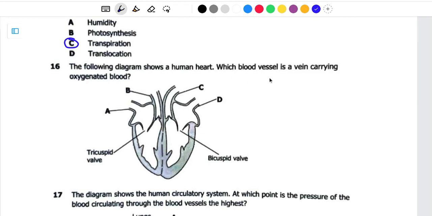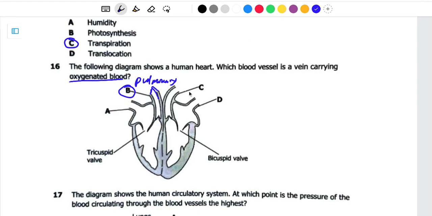Which blood vessel is a vein that carries oxygenated blood? So we have two antagonistic blood vessels. This one here is called the pulmonary artery. This pulmonary artery is the one that carries deoxygenated blood. It is an artery that carries deoxygenated blood.